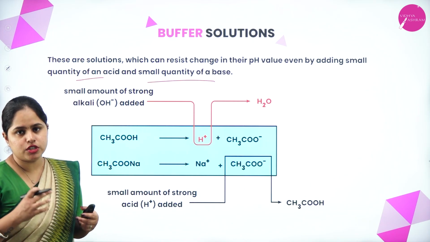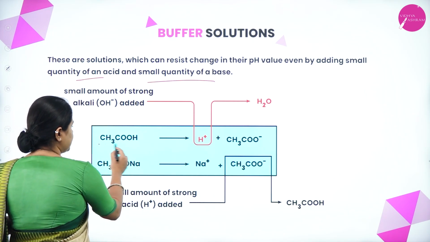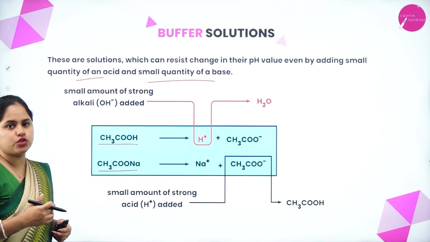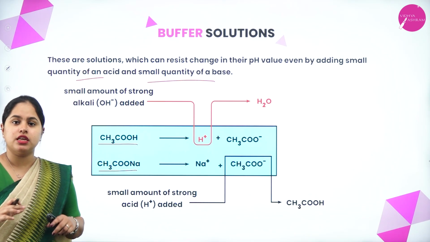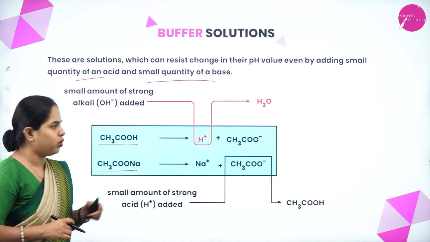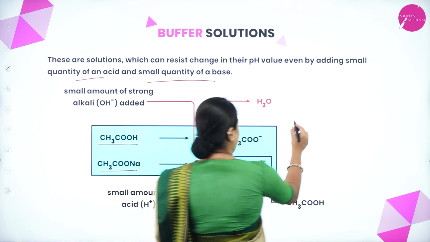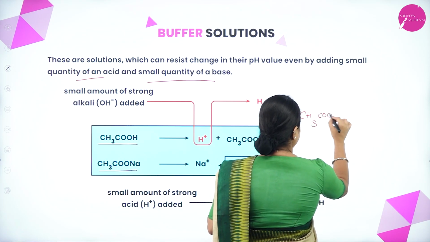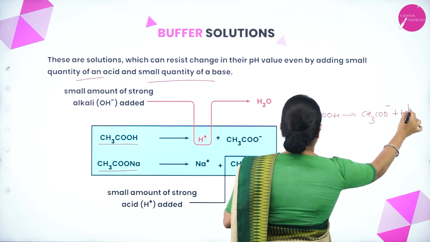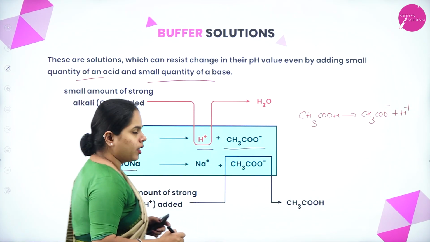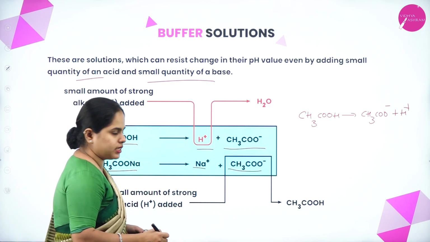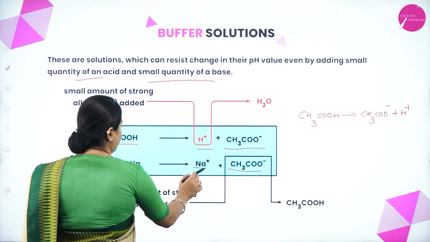Here for the buffer solution, we have taken the example of acetic acid CH3COOH as well as CH3COONa, which is the sodium salt of acetic acid, right? So this is a mixture of these two which forms a buffer solution, that is a weak acid and a salt. Okay, so this acetic acid, how does it dissociate? Acetic acid CH3COOH dissociates into CH3COO minus and H plus, right? Now the salt dissociates into CH3COO minus and Na plus.